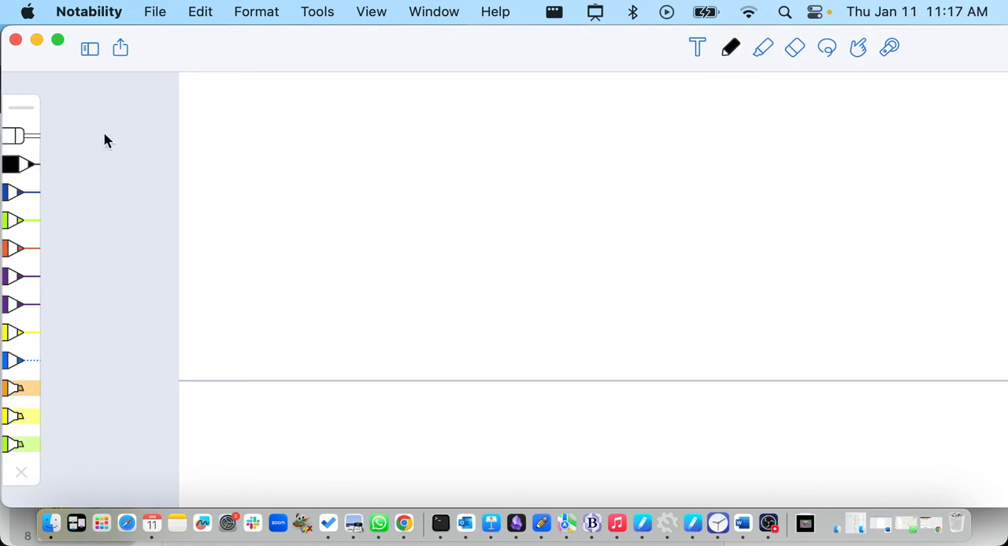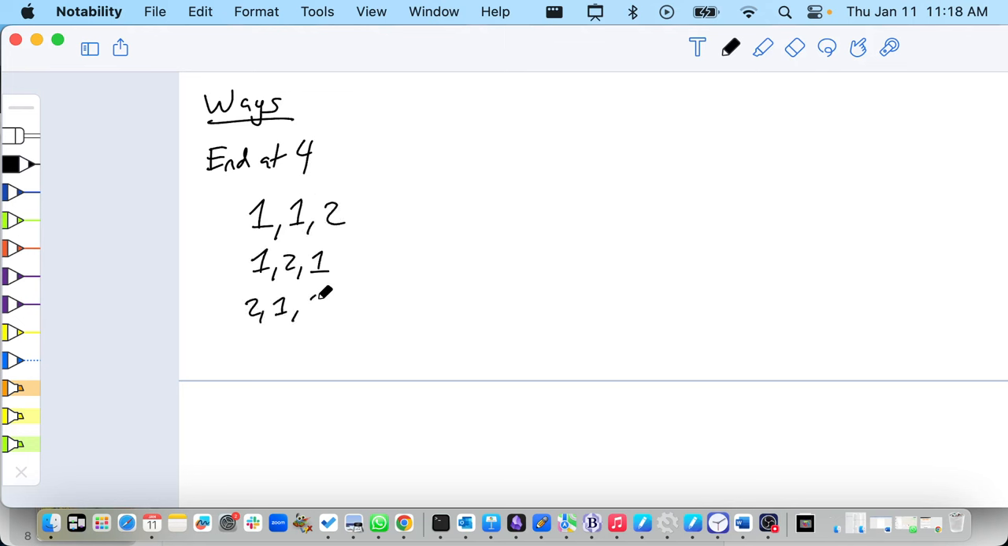So, ways to do it. This is like ending at 4, right? And then the ladder will take you up to 7, so you'll be at 7. So there's 1, 1, 2, 1, 2, 1, 2, 1, 1. Okay, what other genres are there of things you can do to get to 7?